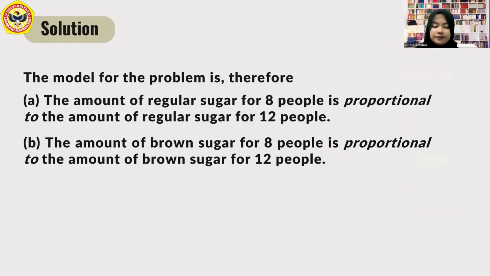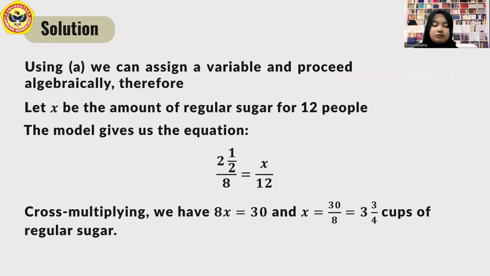So the solution is, the model of the problem is therefore A, the amount of regular sugar for 8 people is proportional to the amount of regular sugar for 12 people. And B, the amount of brown sugar for 8 people is proportional to the amount of brown sugar for 12 people. So from that, using A, we can assign a variable and proceed algebraically. Let X be the amount of regular sugar for 12 people. So the model gives us the equation 2 1/2 over 8 equals X over 12.